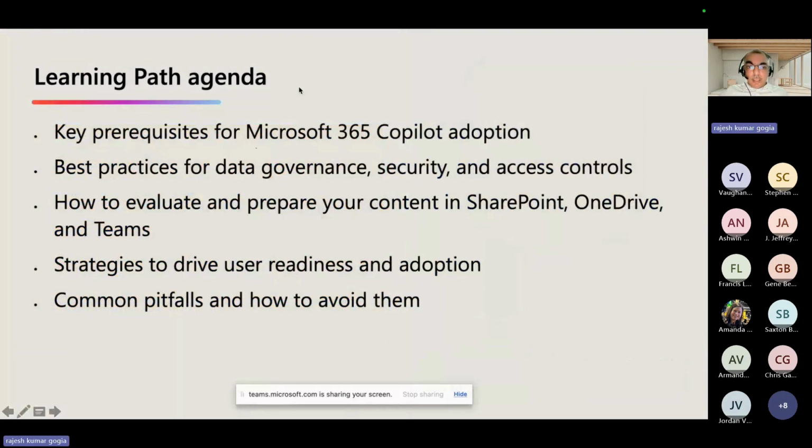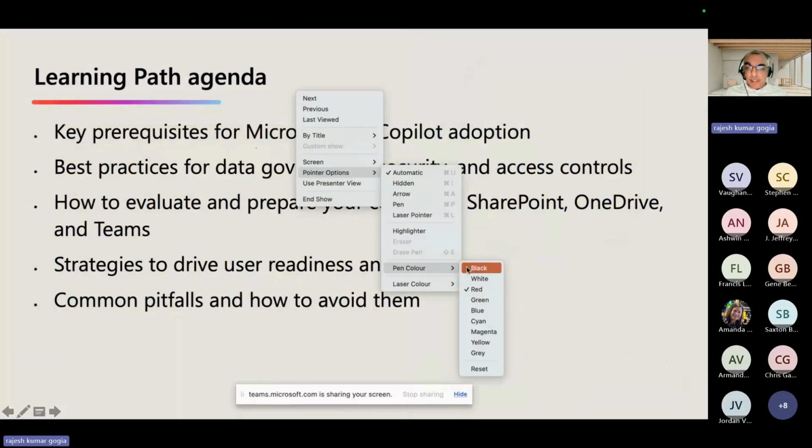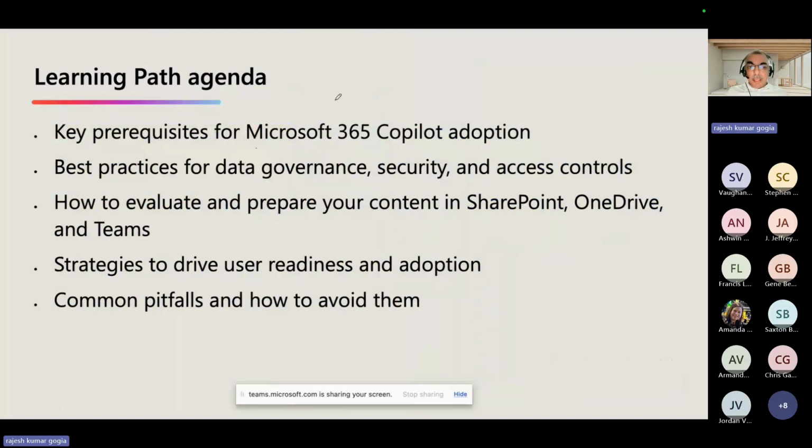So the learning path agenda basically would be just to give you some understanding about key prerequisites for your Copilot adoption, some best practices for data governance, security and access controls, how you can evaluate and prepare your content in SharePoint, what should be the strategies to drive your readiness and adoption, and obviously what the common pitfalls can be and how to avoid them. All right. So this is going to be the agenda, and if you've got any questions coming up, you can post them into the chat as well. They will be answered and responded to.